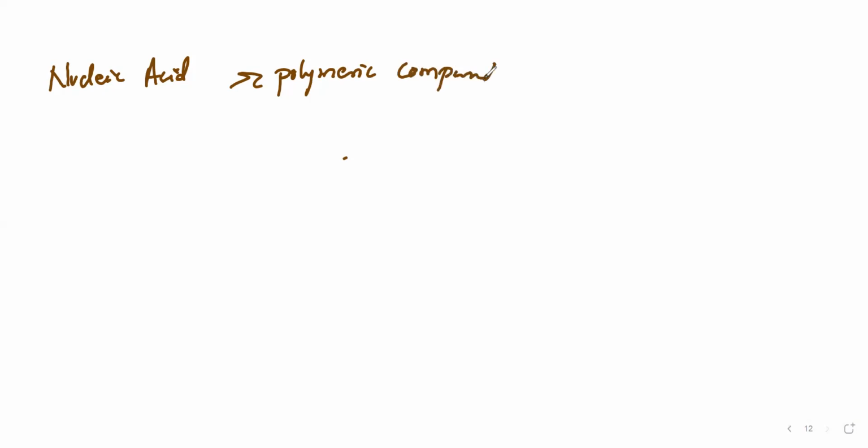Then the next type of biomacromolecule is nucleic acid. We already know about nucleoside and nucleotide. So nucleic acids are nothing but the polymeric components of nucleotides. So this is also basically a polynucleotide.